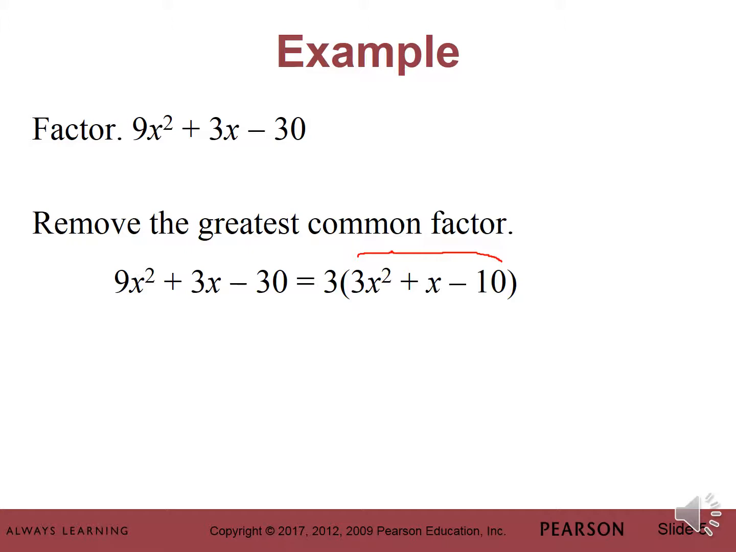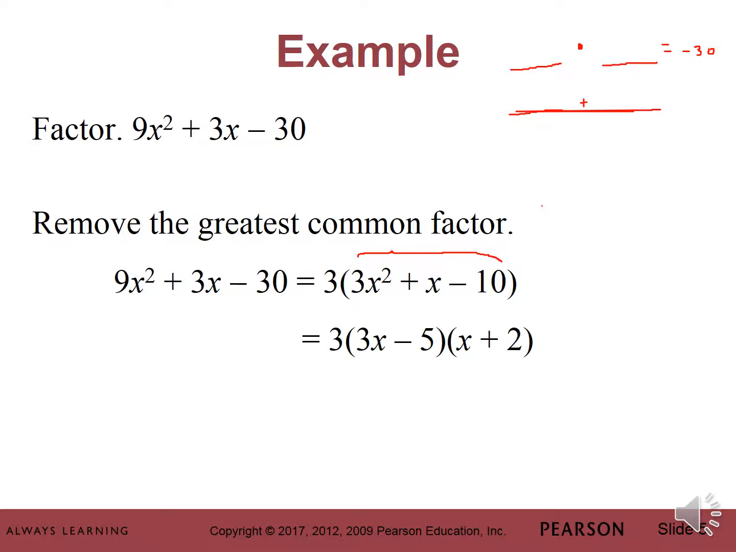Anyway, negative 30, that's what AC is, 3 times negative 10. And so we need two things. This is the way I usually write it. We need two things which multiply together to make negative 30, 3 times negative 10, and add together to make what b is, which is 1, right?